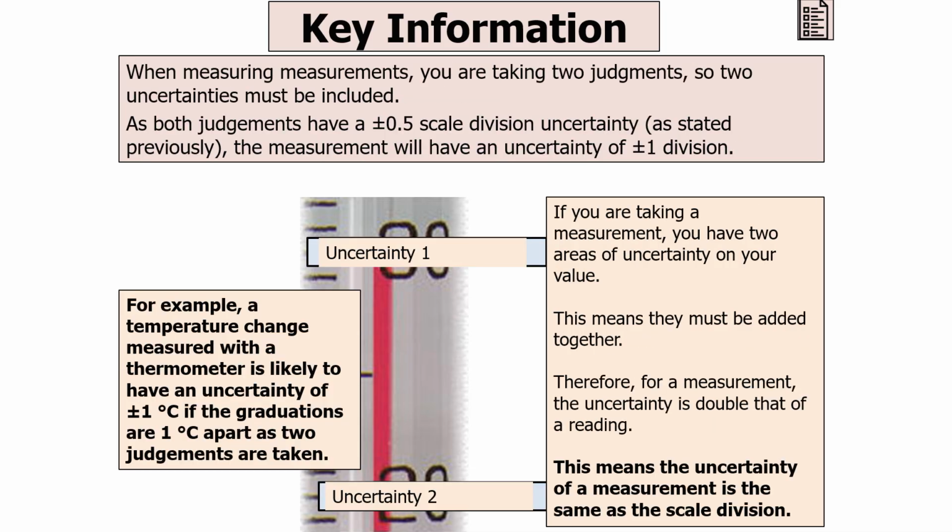Now, it gets a bit more challenging when you're taking a measurement, because when you're taking a measurement, you're making two judgments, so two uncertainties must be included. As both judgments have an uncertainty of half of a scale division, the overall uncertainty of the measurement, because there's two of them, means you've got to add them together, so it's in fact the uncertainty of one division. So the uncertainty for a measurement is in fact the same as the scale division. For example, a temperature change measured with a thermometer is likely to have an uncertainty of plus or minus 1 degree Celsius if the graduations are 1 degree apart, because each of them has an uncertainty of plus or minus half a division, so added together it is in fact one division.